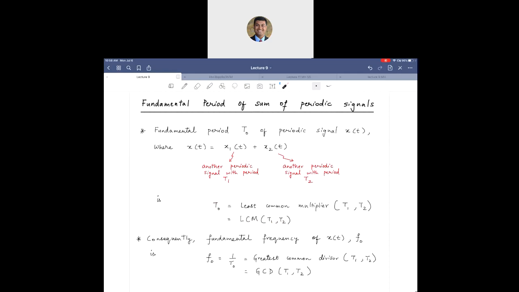And if you look at it in terms of fundamental frequency, which is the reciprocal of the time period, f0 is going to be 1 over T sub 0, the fundamental period of x of t. This is going to be the greatest common divisor of F1 and F2. If you find the greatest common divisor of the frequencies, you get f0, the fundamental frequency of the resulting waveform. If you find the LCM of T1 and T2, you find the fundamental period of the resulting waveform. And you can extend that to T1, T2, T3, and a finite number of periodic signals.